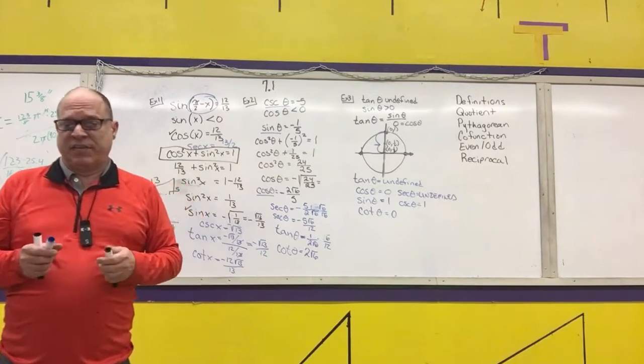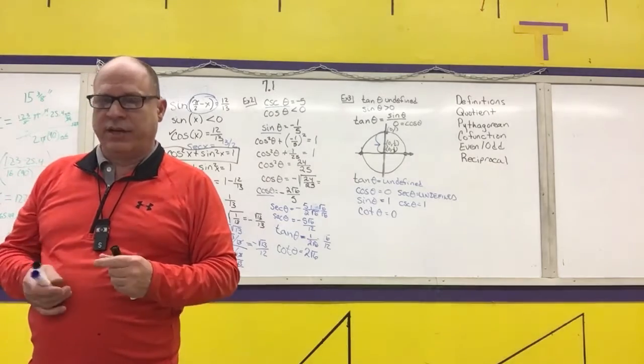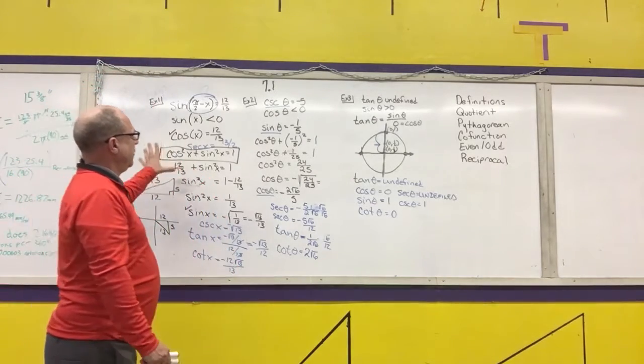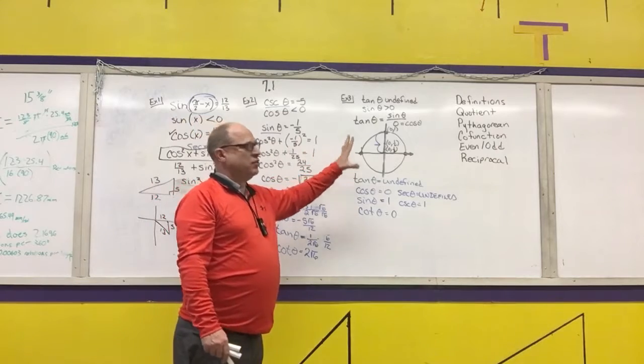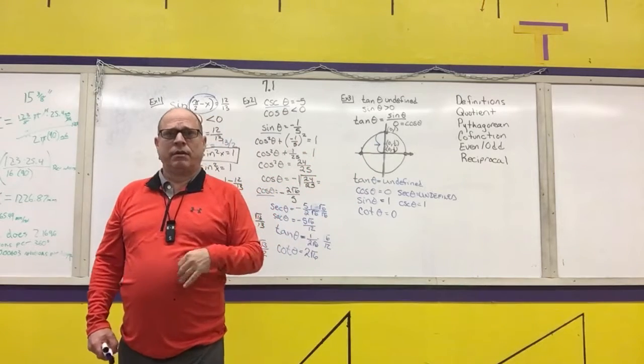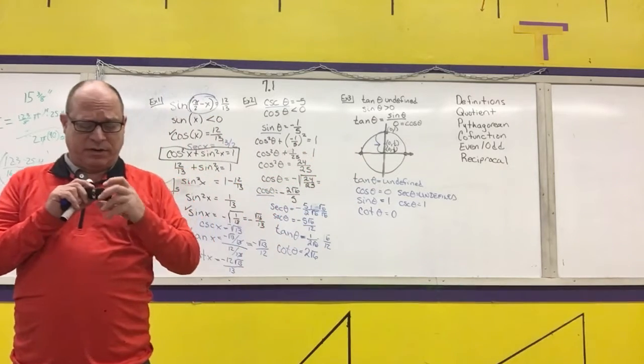So the next section of 7.1, we are going to factor trigonometric expressions using some of our identities. So give me a second to erase the board, then I will get to our next section.